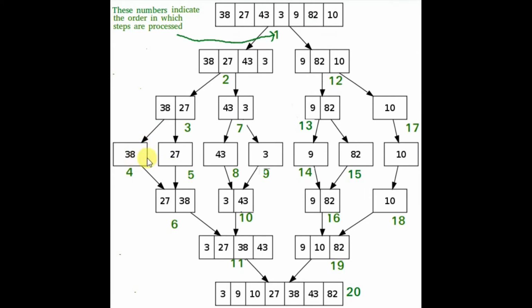Then it will be compared and arranged in ascending order, like 38 and 27 will become 27 and 38, and likewise for the other part, and it will be merged after comparing, like 3, 27, 38 and 43. Then we will go to our second part. It will be arranged in the same order, and then these two arrays will be compared and arranged to form a complete array, a sorted array.